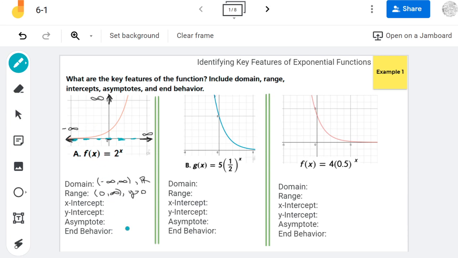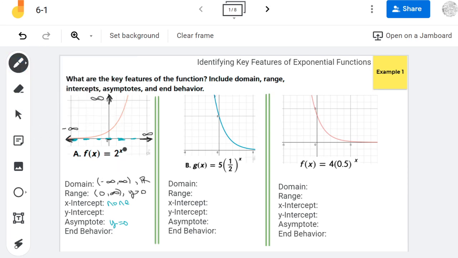This asymptote is at the line y equals 0. So remember, it has to be the equation of a line when you write an asymptote. You can't just write 0 because it could be a vertical line that you're describing. But having an asymptote at y equals 0 means that there's no x-intercept, because it's getting closer and closer to that x-axis but never actually touching it.